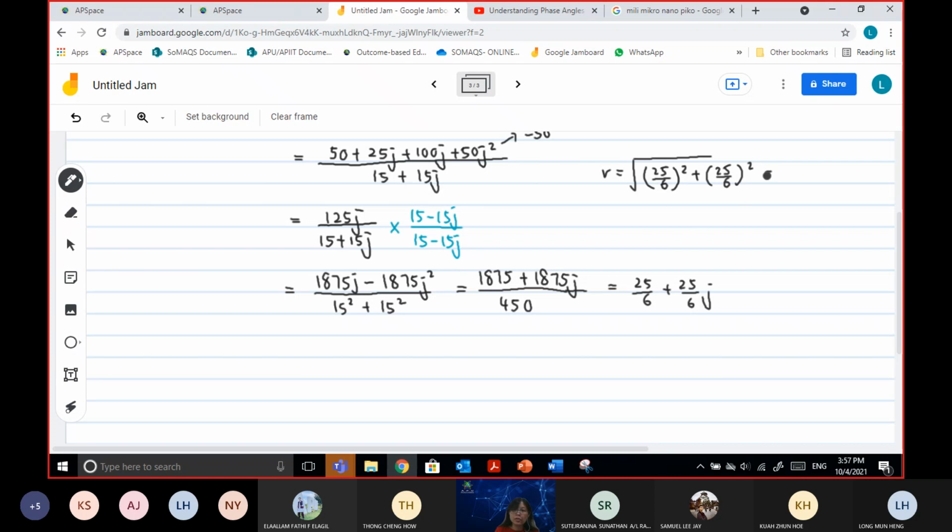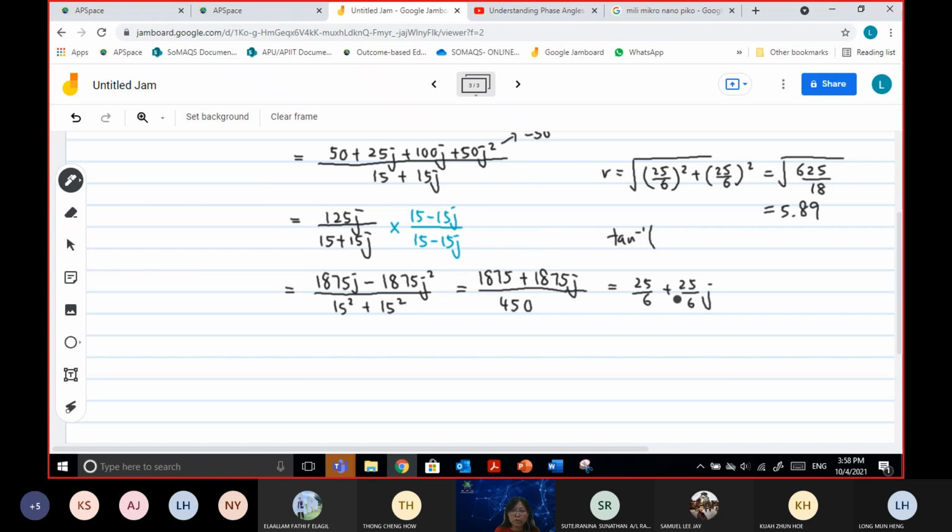Okay, so that is the square root of 625 over 18, which is 5.89. Okay, then next one is arctangent.